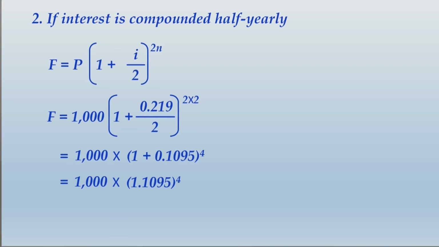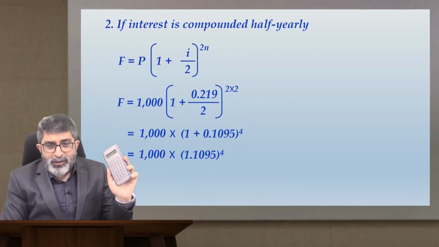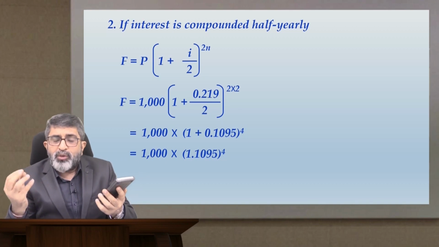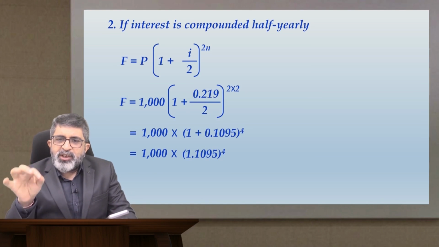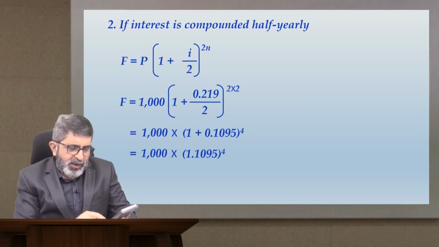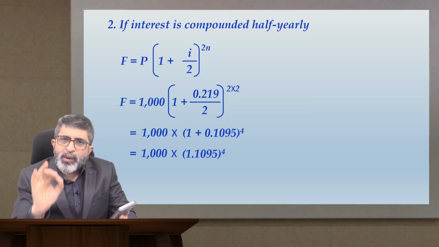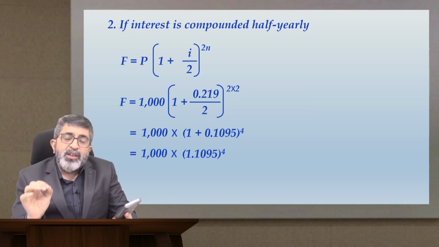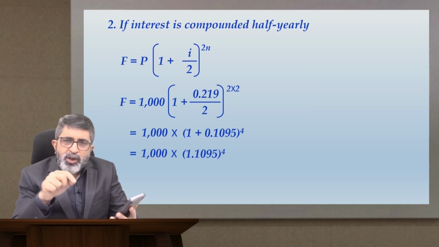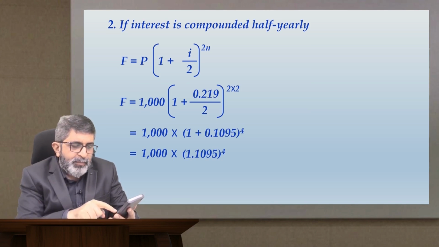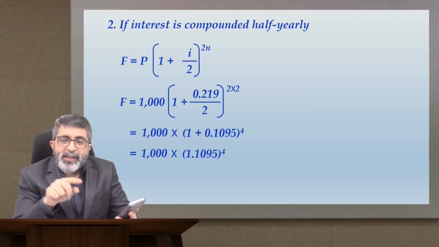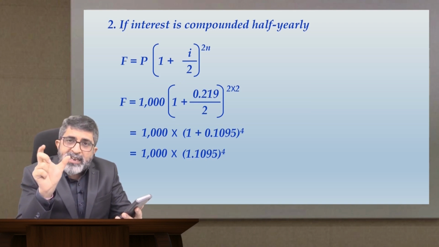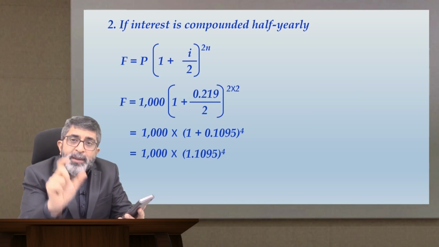So along with me, you also be ready with your financial calculators, and what I am going to do, try to understand. I am taking 0.219 divided by 2. 0.219 indicates 21.9%. First of all, we are dividing it by 2. When I divide it by 2, what do I get? 0.1095. Means it will be 10.95% for a period of 6 months.